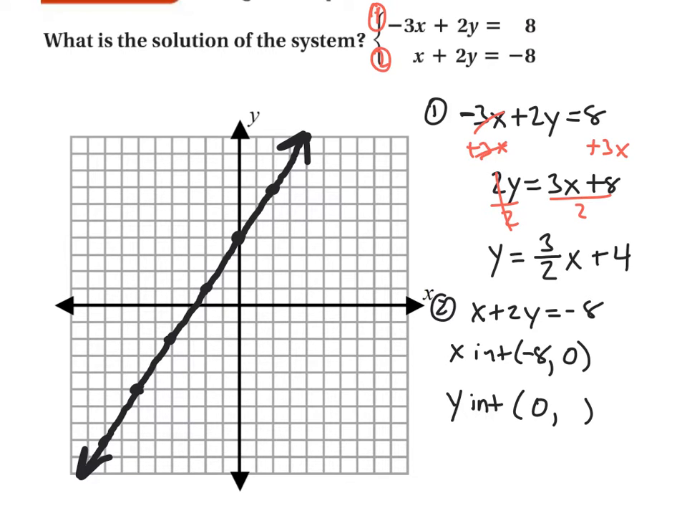Then I'm going to plug in 0 for x. So that goes away. So I get 2y equals -8. So what does y equal? -4. All right, so there's our x and y intercepts. We can plot those points. I'll graph this one in blue. So on the x-axis, -8 is right here. And on the y-axis, -4 is right there. And so a line through that is going to be my line.